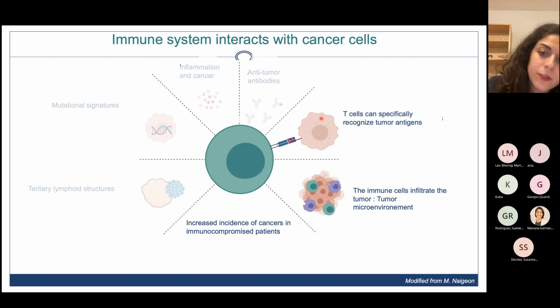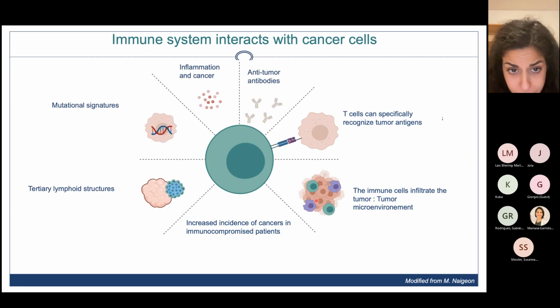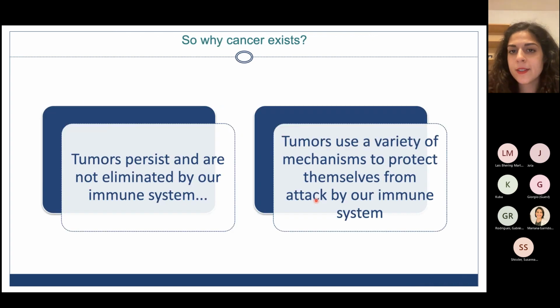As we have seen with pathogens, the cancer cells can also present antigen that will lead to the activation and amplification of the T cells that will then kill the cancer cells, and these T cells can infiltrate the tumor itself. But there are lots of other facts that have shown that the immune system interacts closely with the cancer cells. So now, why does cancer exist?